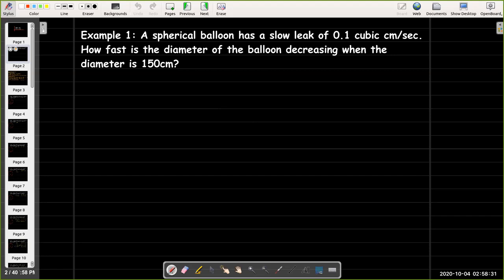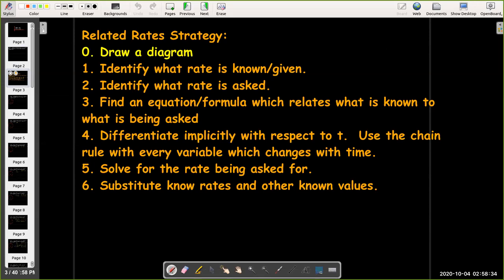So let's review our strategy. First thing, if we're not given a diagram, we want to draw a diagram of the situation. We want to determine what rate is given and what rate we are looking for. We'd like to find an equation which can connect those two rates. We'll differentiate that implicitly with respect to t, and we'll solve for the rate which is being asked for. And in the very last step, we'll evaluate that by substituting the given rate and other variables.